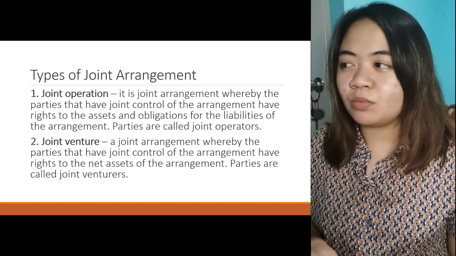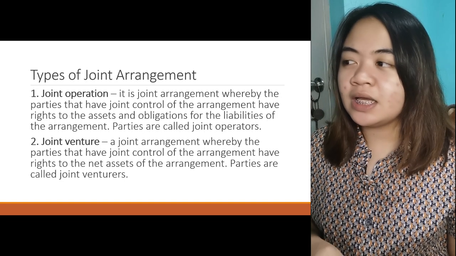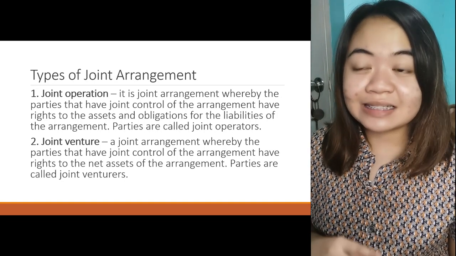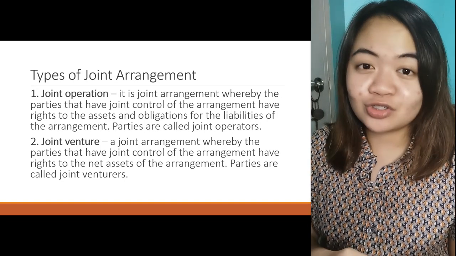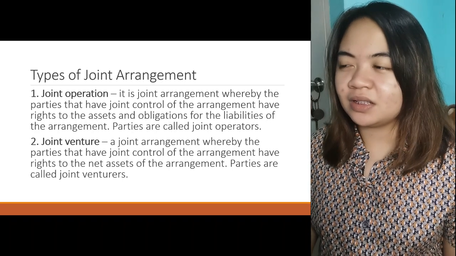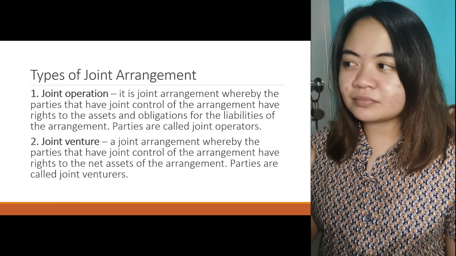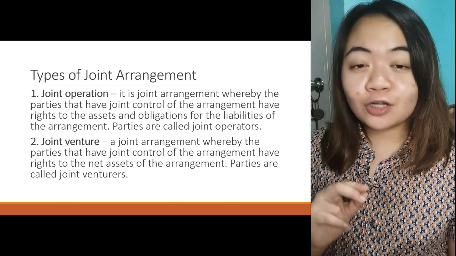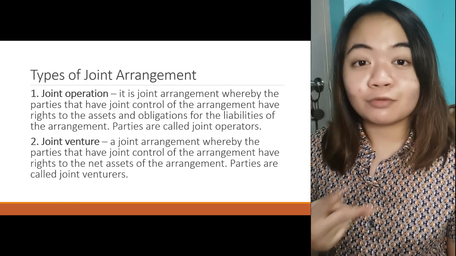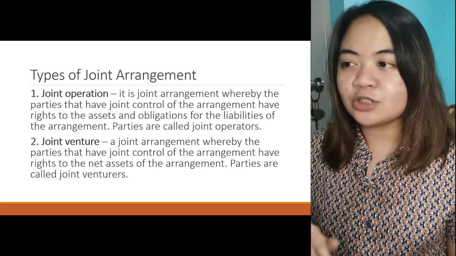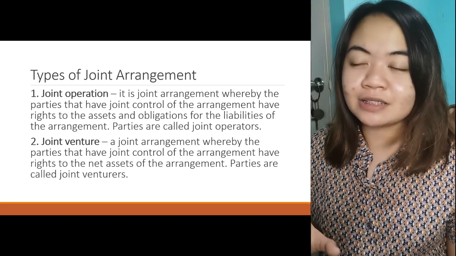Okay, so we have joint operation. This is a joint arrangement whereby the parties that have joint control have rights to the assets and obligations for the liabilities of the arrangement. The parties are called joint operators. So, by definition, rights to the assets and obligations to the liabilities of the arrangement. Okay, tawag dyan joint operators, yung parties involved.